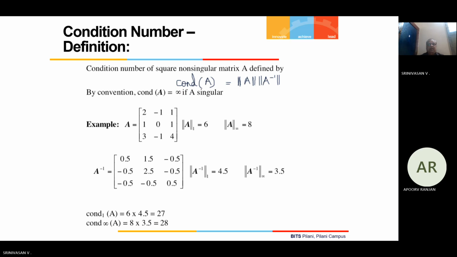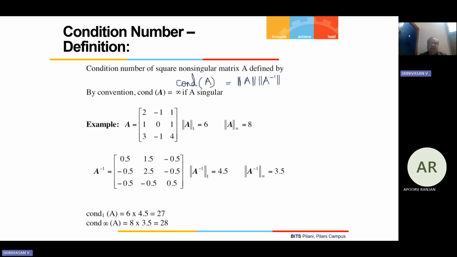That is, the condition number of a non-singular matrix is the product of the norms of A and its inverse. By convention, condition of A is infinity if A is singular, naturally. Because what is A inverse? 1 by determinant A into adjoint A. When it is singular, determinant A will be 0, and 0 will be in the denominator. That means we get infinity. So the condition number of A will be infinity for a singular matrix.